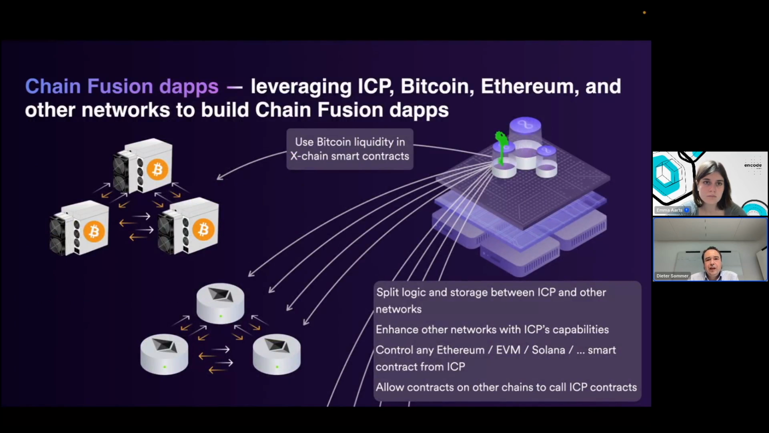Now, these chain fusion dApps, just to show you graphically, typically they are implemented through a set of canisters on ICP. They hold at least one ECDSA or in the future Schnorr or EdDSA key, and this key is used to derive addresses of other blockchains. Then it can hold tokens of other blockchains and sign and send transactions to other blockchains, for example, to the Bitcoin network, to the Ethereum network, to Solana, and so on. And really, we can split now the logic and storage between ICP and other networks, leverage the liquidity from other networks, leverage available smart contracts from other networks, and so on. So it's really very, very nice what we can do here.